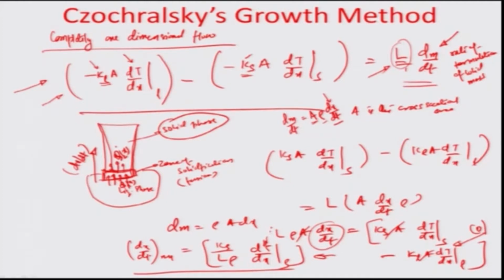If we solve this equation, it takes the form L rho dx by dt equals ks dT by dx in the solid phase minus kl dT by dx in the liquid phase. Area gets cancelled off, and obviously the maximum pull rate that can be obtained is the condition where mathematically the right hand side goes to 0. So we assume that the total amount of latent heat lost within the system is the heat that is extracted out.